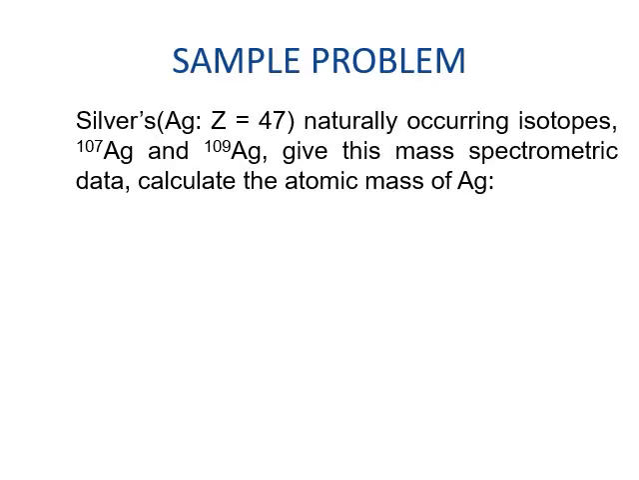Next, this is a sample problem. Try this. Silver's Z number, that's the number at the bottom, is 47. Z means the number of protons and electrons, similarly 47. Naturally occurring, it has two isotopes, 107 and 109. Given the mass spectrometer data, calculate the atomic mass of Ag.